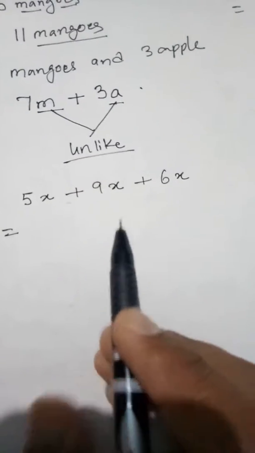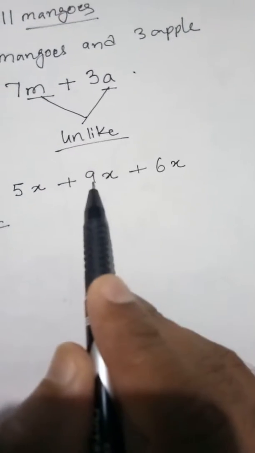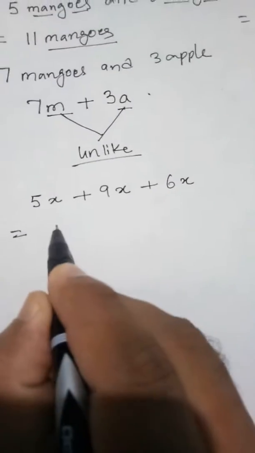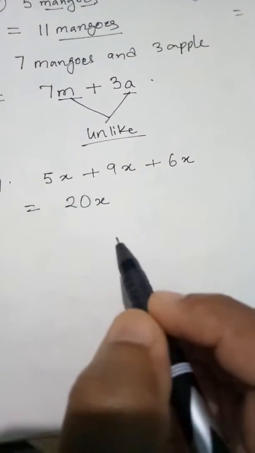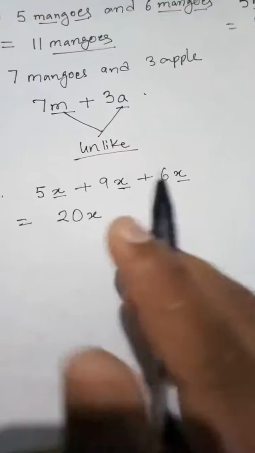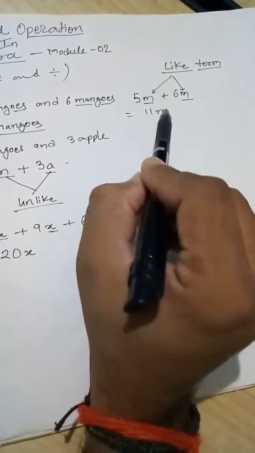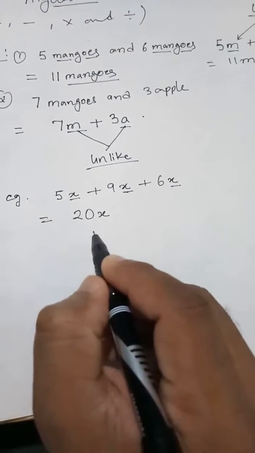So how many in total do I have? Very simple. 5 plus 9, 14. 14 plus 6, 20. And what will come as the answer? 20x. As you can see, they all have the x, which means they are all like terms. So let's move on, and I hope you understood.